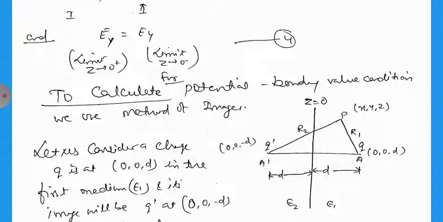Now, to calculate the boundary conditions for the potential, we use the method of images. Here the interface is again at z equal to 0. For z greater than 0, the medium is epsilon 1, and for z less than 0, the medium is epsilon 2. The source charge Q is at (0, 0, d), and the image charge Q dash is at (0, 0, minus d). Now at the point P with coordinates x, y, z, we want to calculate the potential.